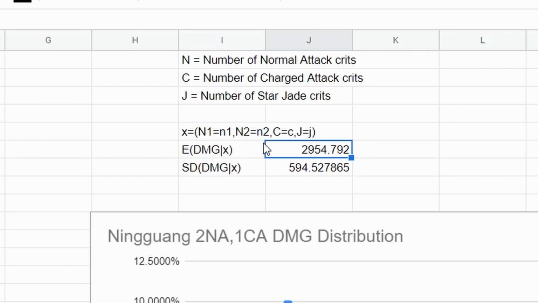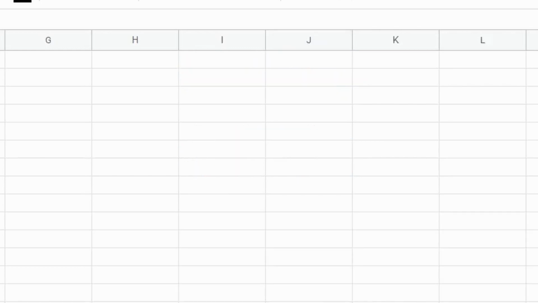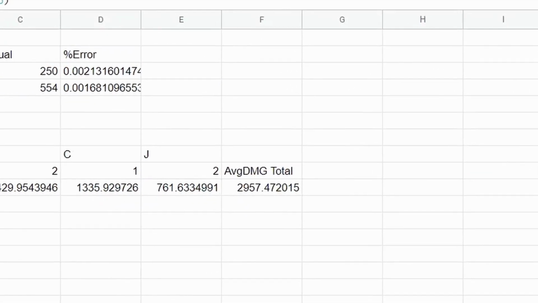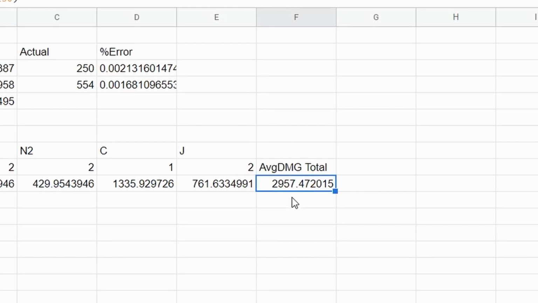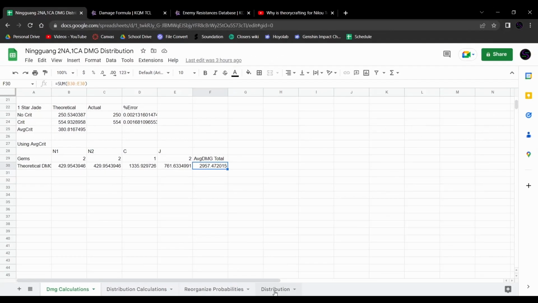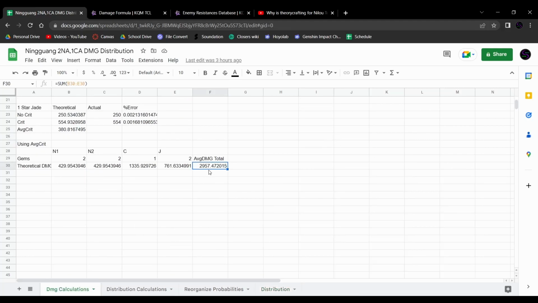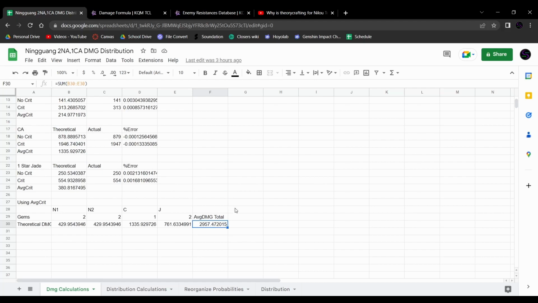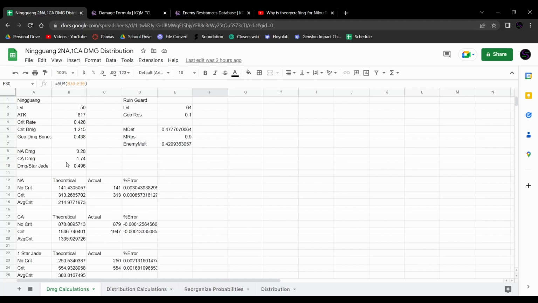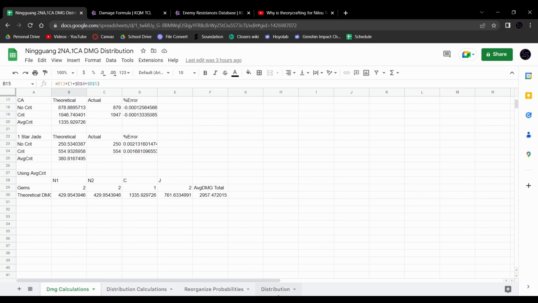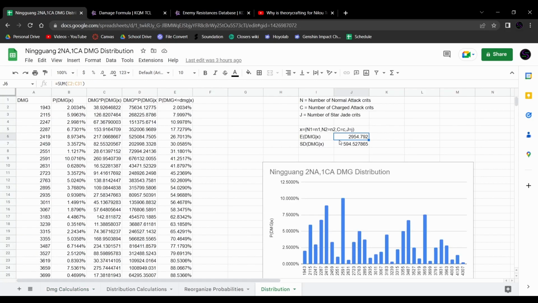And it came out to be 2,954. Let's check back at our damage calculation for the average crit, or the average damage. 2,957. Very, very close. That is actually pretty amazing. That's a pretty amazing approximation, if you ask me, because that calculation is so simple that I would have never expected it to be so close.